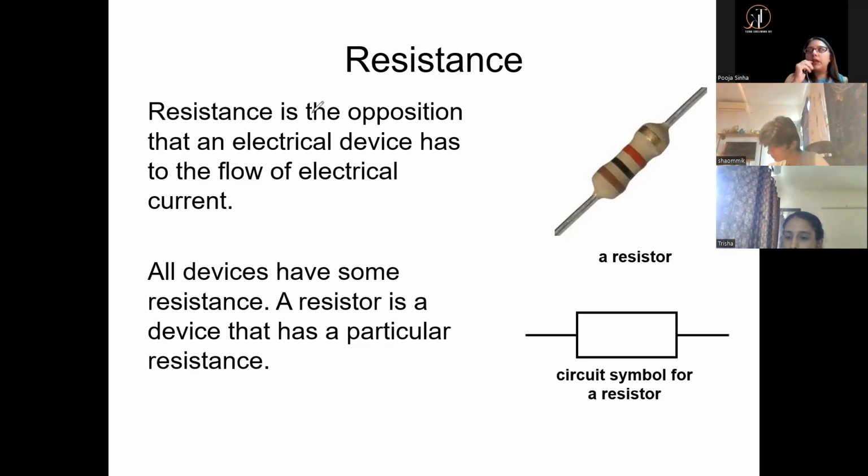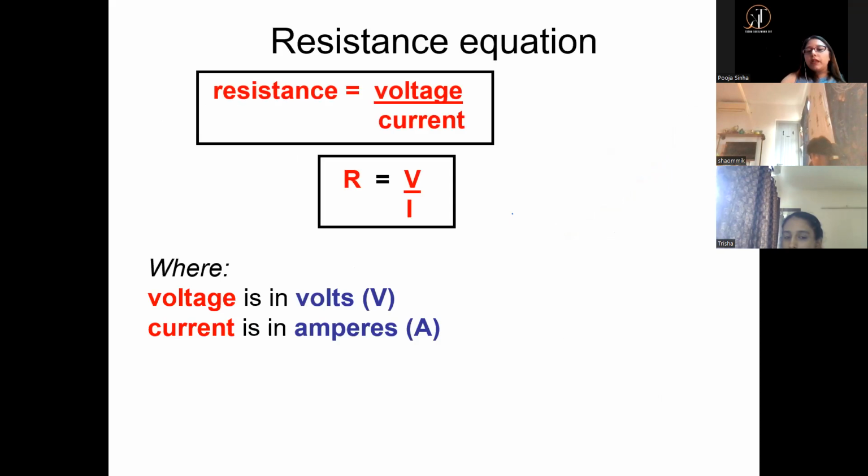Now all devices have some resistance. A fan also has resistance, a light also has resistance, an AC has resistance. Depending on the situation, you will either be given the resistance or be asked to find it. Its symbol, you can see, is a rectangular box. That's the symbol for a resistance. Now how will we be asked questions on this? The question will be based on Ohm's law. What is Ohm's law?